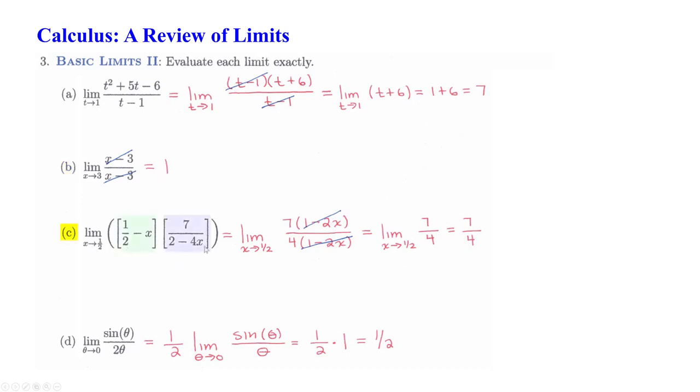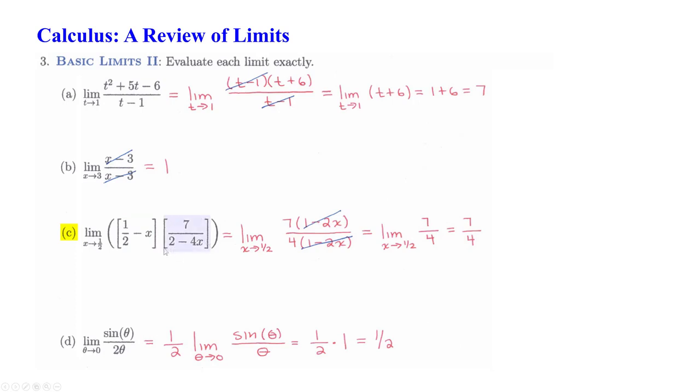Now this one's a little interesting. So if we look at each piece separately, again, we're plugging in to figure out where the limits go, because these are rational functions, or where they would go. This left-hand factor goes to 0. 1/2 minus 1/2 is 0. Now, can we evaluate this limit?